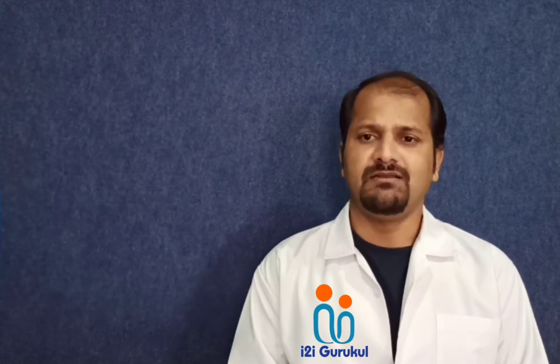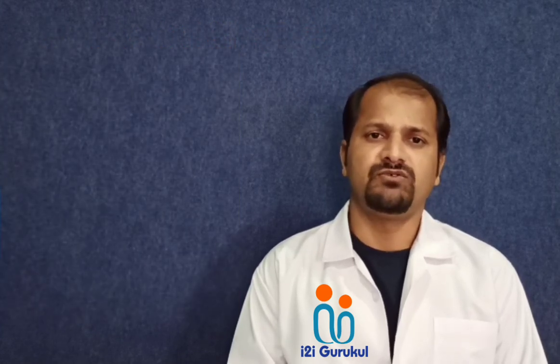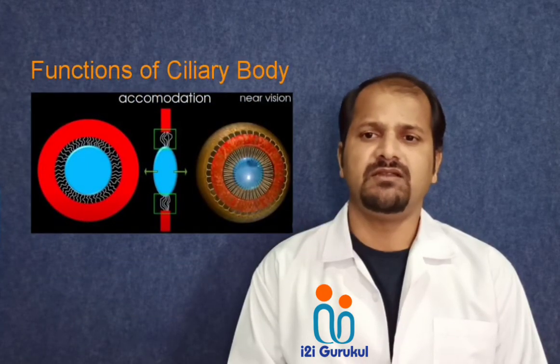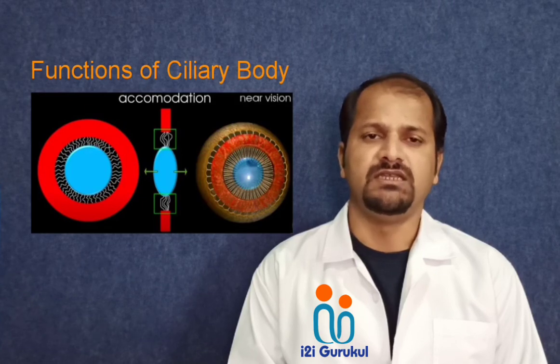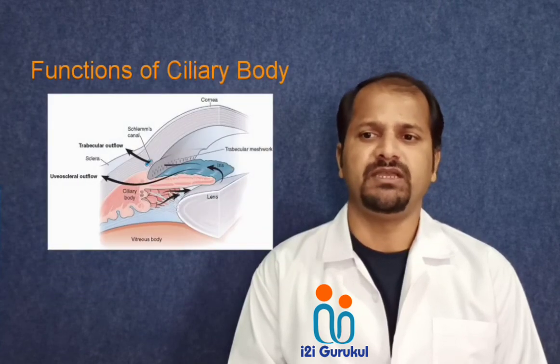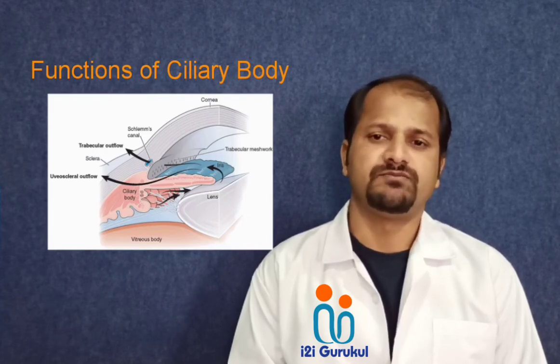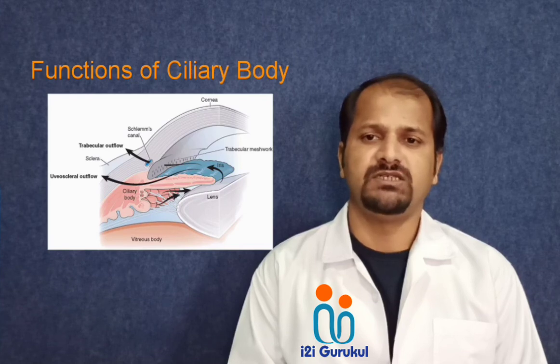So friends, let me move towards the functions of the ciliary body. It has 3 functions. Number 1, the formation of aqueous humor by the ciliary processes. The second is that the ciliary muscle helps in accommodation for near vision. And the third is that the ciliary muscle also helps in opening the Schlemm's canal and thus facilitates the aqueous outflow. These are the functions of the ciliary body.